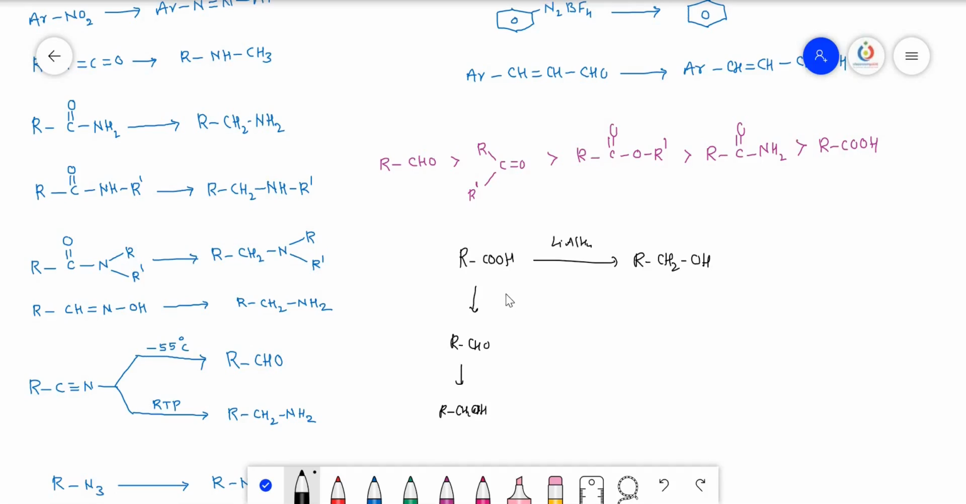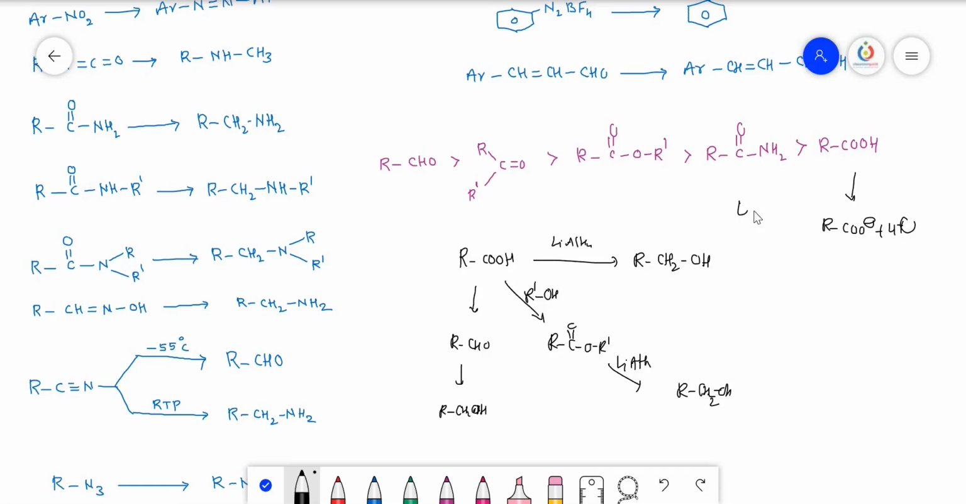I'm just giving the options only: either convert the carboxylic acid by reacting it with an alcohol to give the ester compound, then use lithium aluminum hydride to finally give RCH2OH, or else do direct reduction, which is the preferable method.